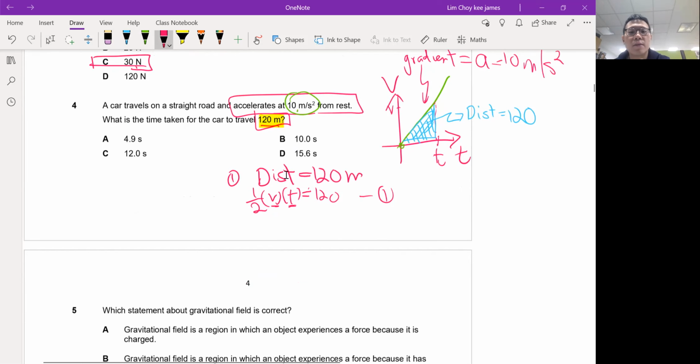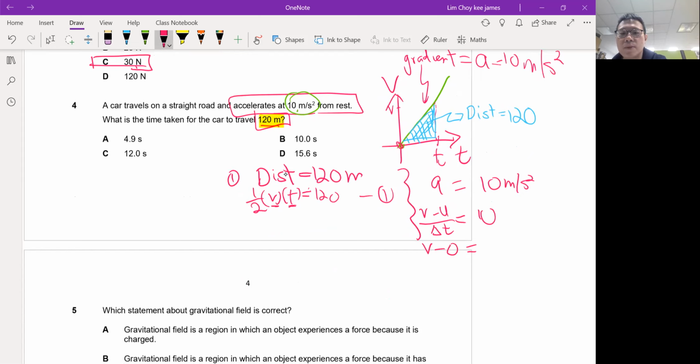The second thing that I'm looking at is the acceleration is 10 meter per second square. Acceleration is final minus initial speed divided by time. Initial speed, I know, is 0. V, I don't know. So initial speed is 0, final speed is V, time taken is T, and acceleration equals 10. So this is equation 2, which will give me V equal to 10T.